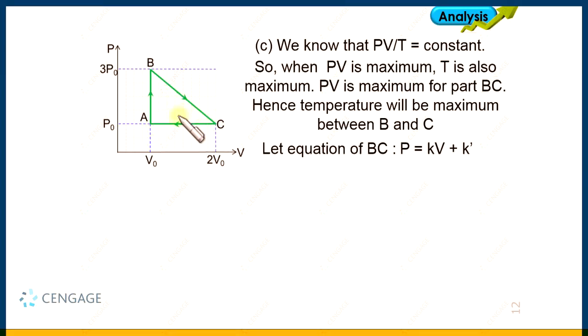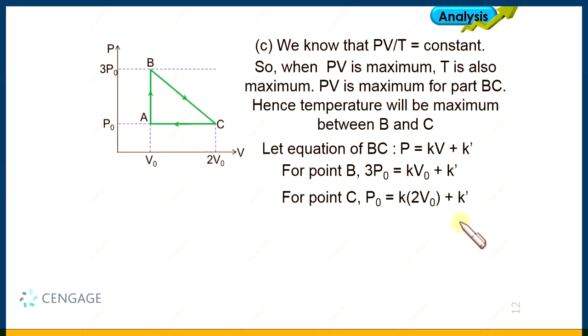If we substitute the coordinate of B in this equation, it becomes this one, because at position B the x coordinate, or V coordinate, is V naught and the y coordinate, or P coordinate, is 3 P naught. So, this is equation number 1. Similarly, we can substitute the coordinate of C in this equation, where the volume coordinate is 2 V naught and the pressure coordinate is P naught.